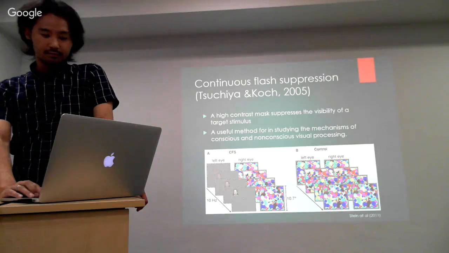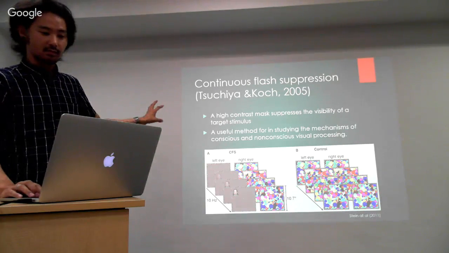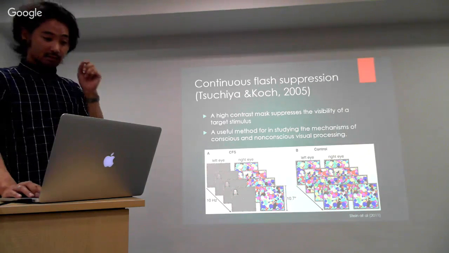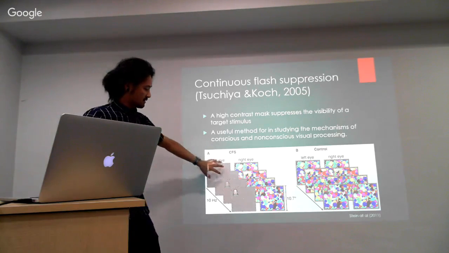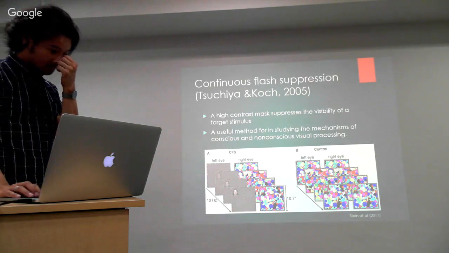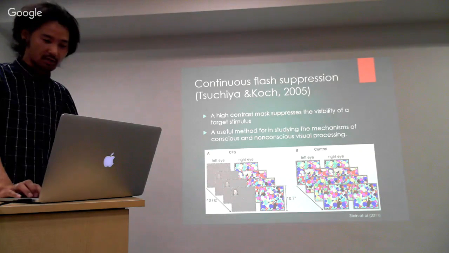So for this study, I'm using binocular suppression. As I already said, just briefly, binocular suppression is basically this kind of high contrast mask suppressing the content of the other eye. And it's a useful method for studying the mechanisms of conscious or unconscious, subconscious processing.